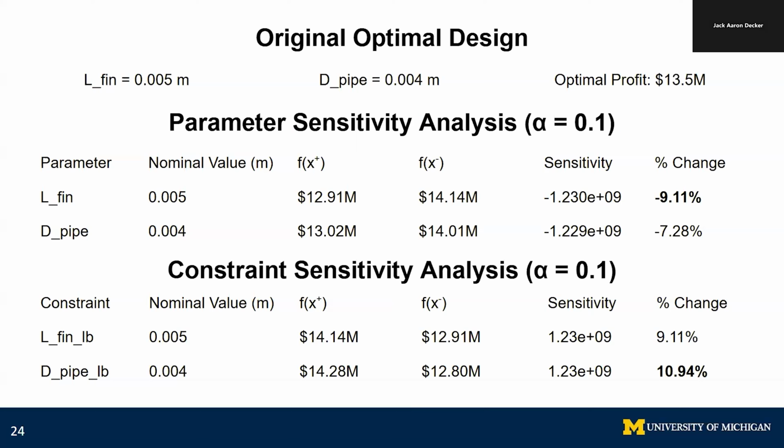Constraint sensitivity, on the other hand, perturbs the bounds of those variables. Since our optimal design hit the lower bounds, we tested what happens if we shift those lower bounds. Loosening the bounds improved profit by 9 to 11%, while tightening them reduced feasibility.